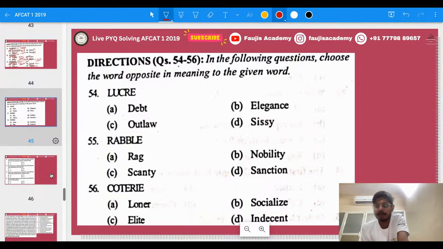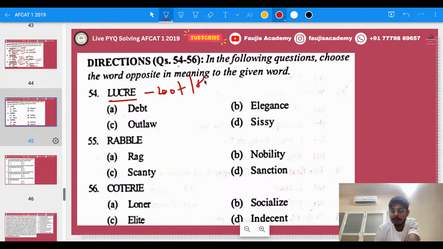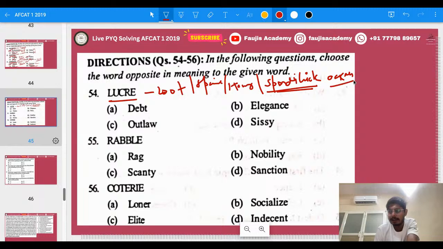Lucre. The meaning of lucre over here is loot, spoil, also called your money. Spondulicks. Check out this word. Achilles, mammon, MAMMON. These are the meanings of lucre. Please check the pronunciation.